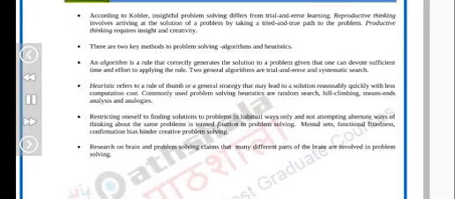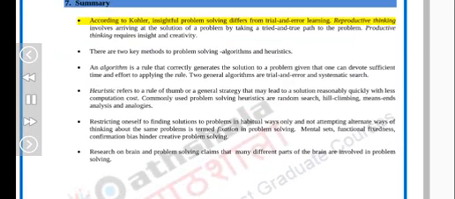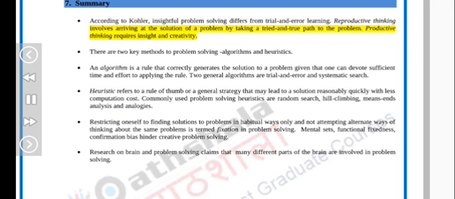Summary. According to Kohler, insightful problem solving differs from trial and error learning. Reproductive thinking involves arriving at the solution of a problem by taking a tried and true path to the problem. Productive thinking requires insight and creativity. There are 2 key methods to problem solving: algorithms and heuristics. An algorithm is a rule that correctly generates the solution to a problem given that one can devote sufficient time and effort to applying the rule. 2 general algorithms are trial and error and systematic search.